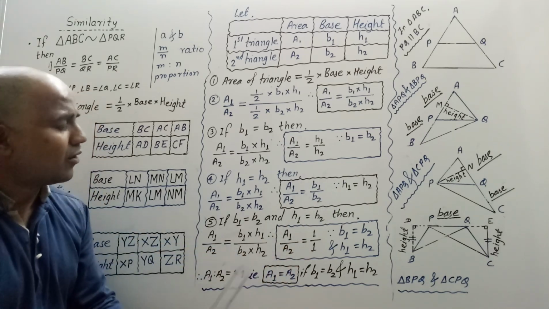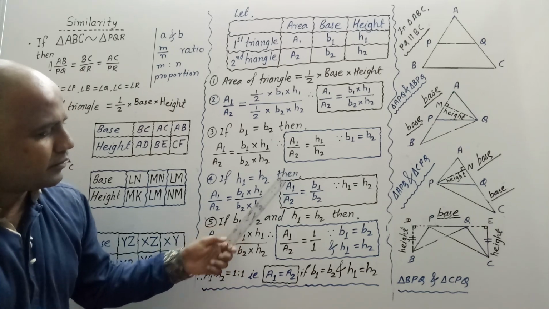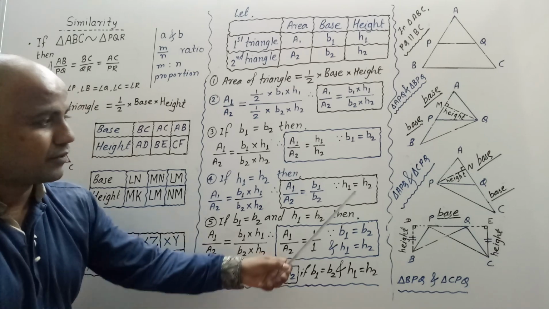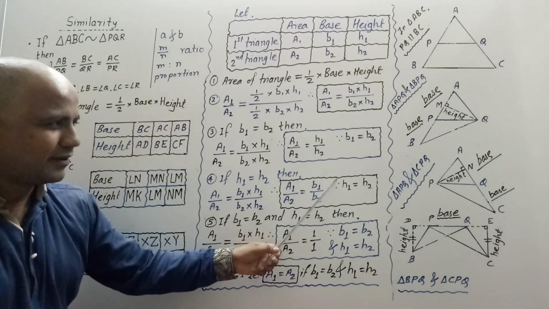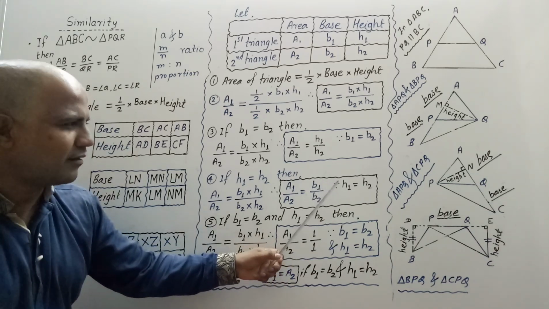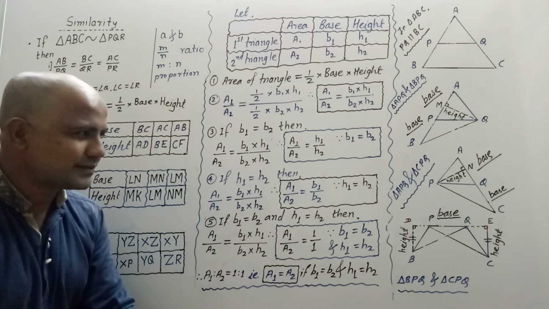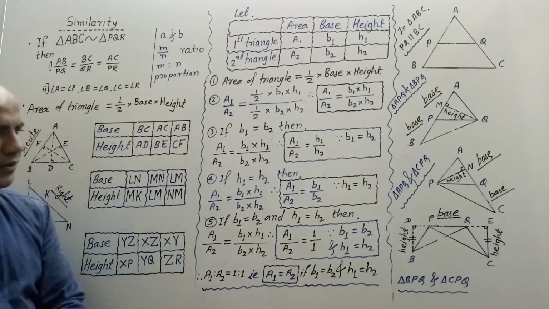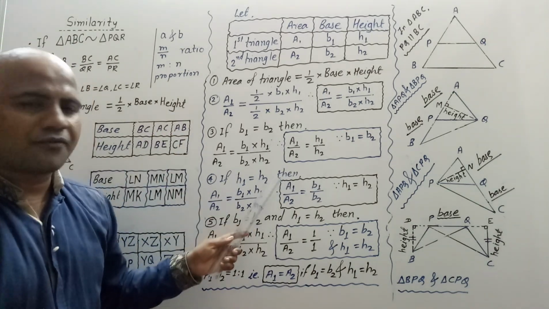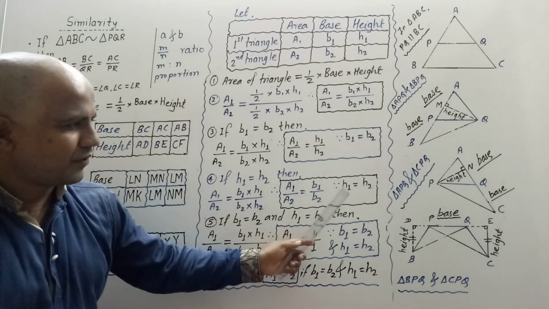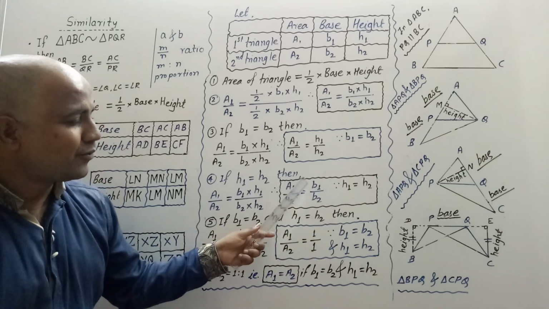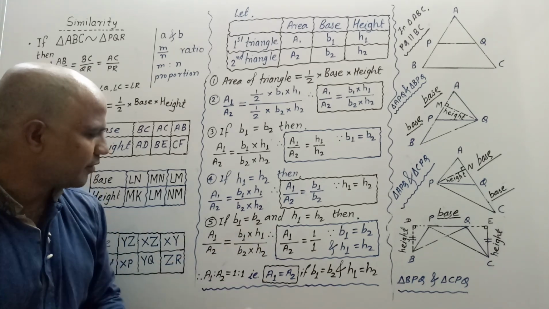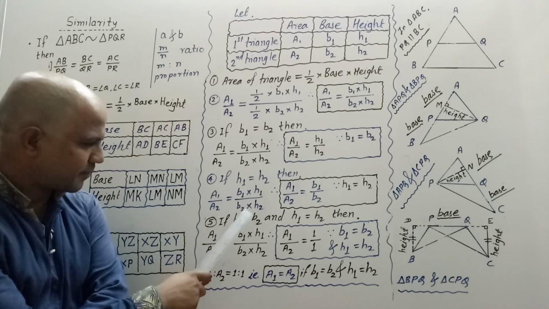Clear? Then how to recall this? The ratios of areas of two triangles with equal heights is equal to the ratio of their corresponding bases. Corresponding word is important.